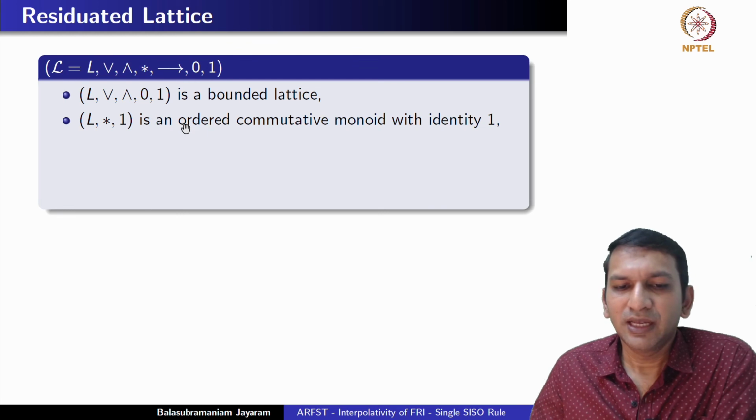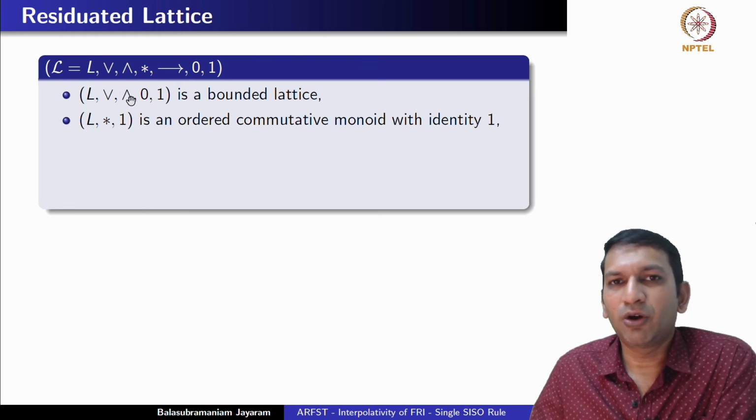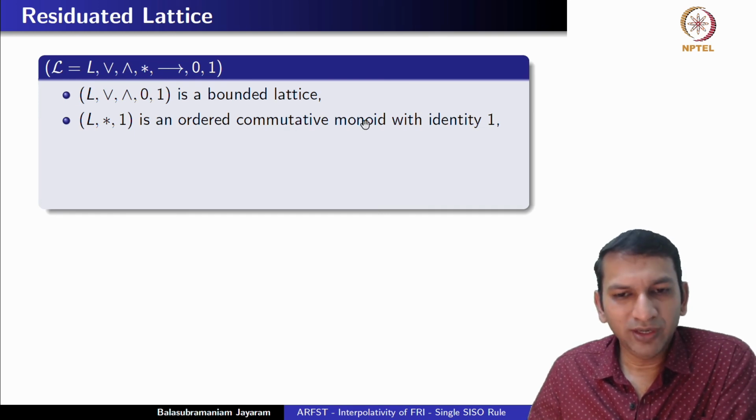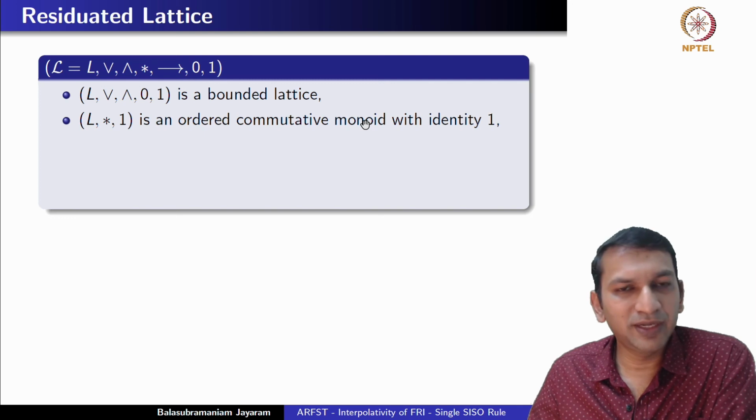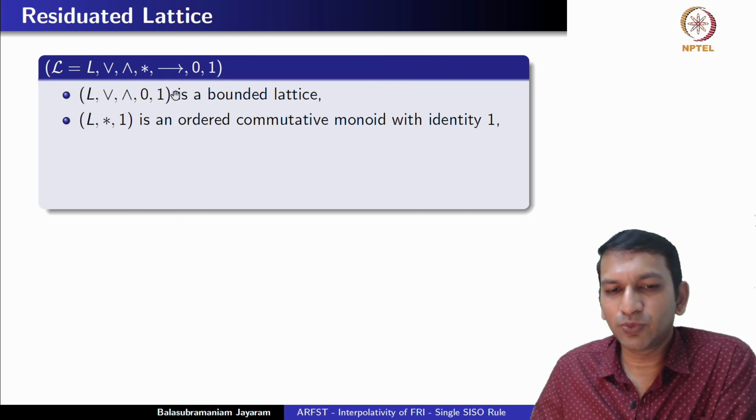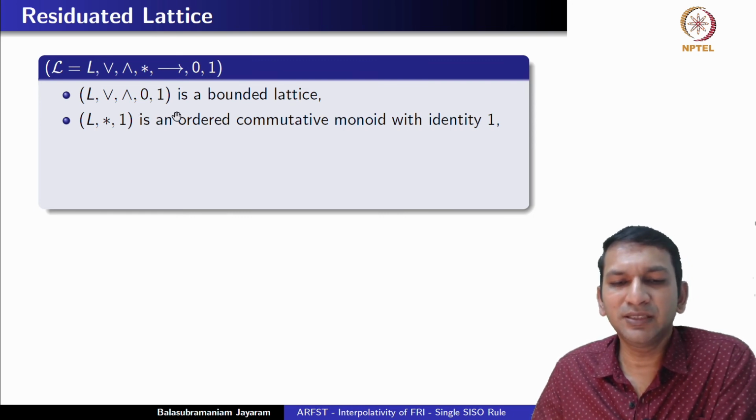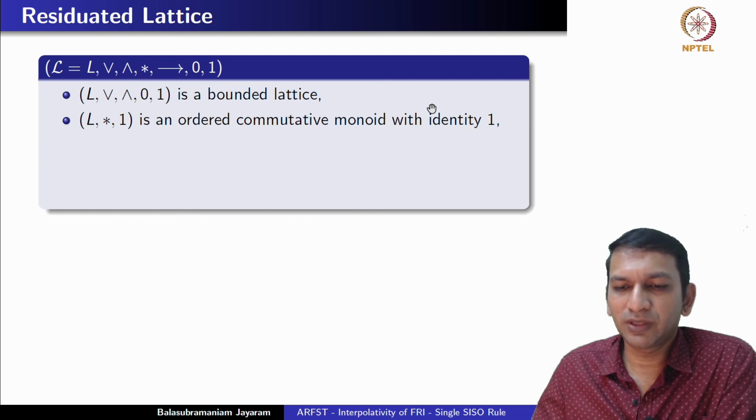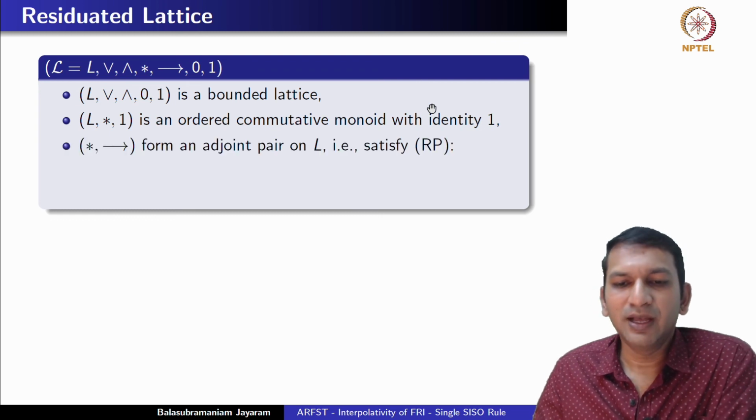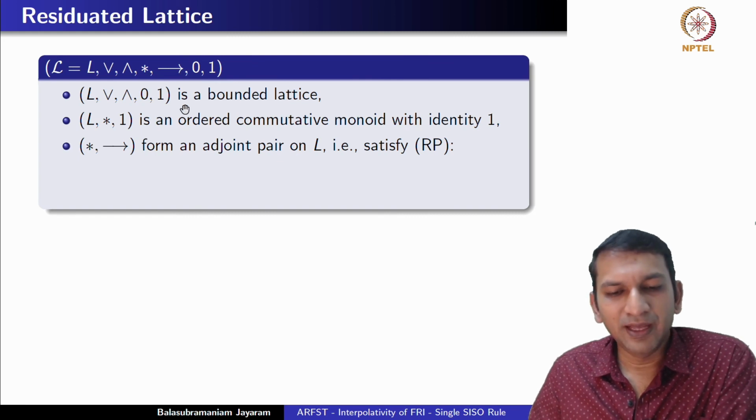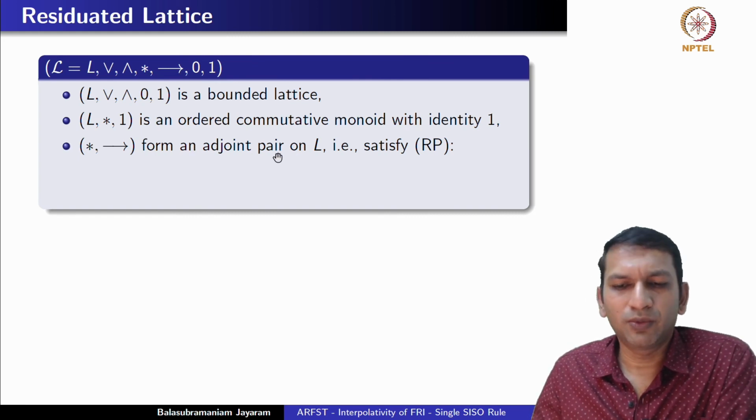So that means this operation star is compatible with the lattice order imposed on L. It is commutative. It's a monoid. That means associative and a neutral element exists. In fact, the neutral element is 1, and we know that the neutral element 1 is also the largest element with respect to the order given by the lattice. So it's an ordered commutative monoid with identity 1. And importantly, these two operations, star and arrow, they form an adjoint pair on L. What does it mean?